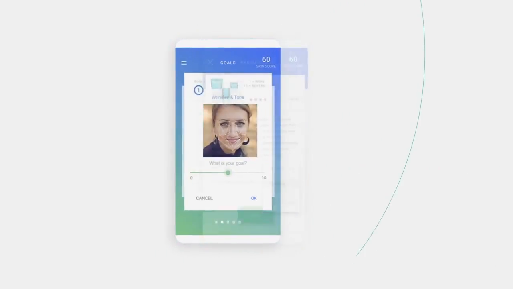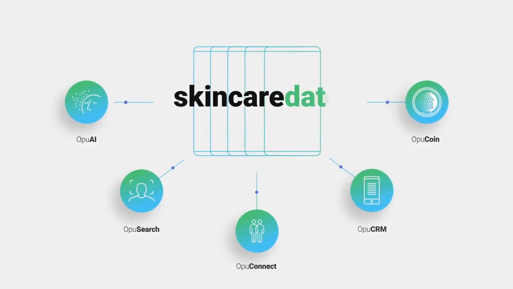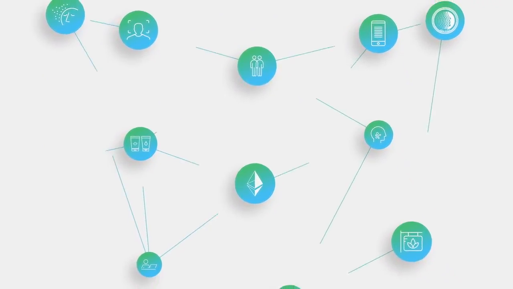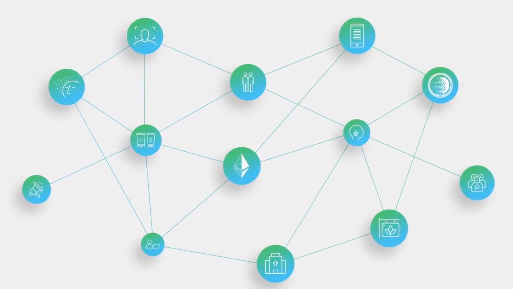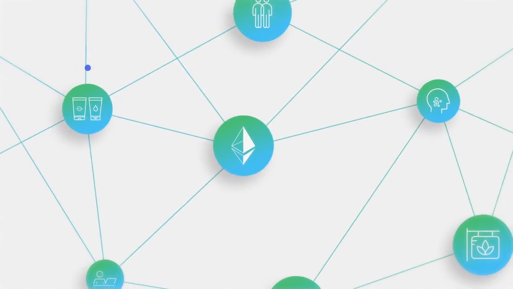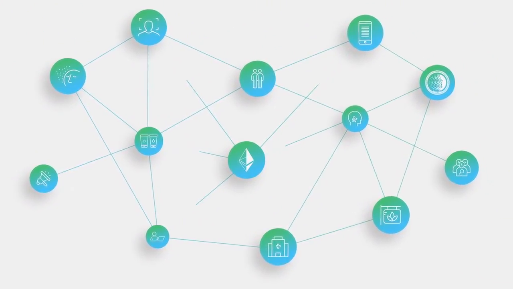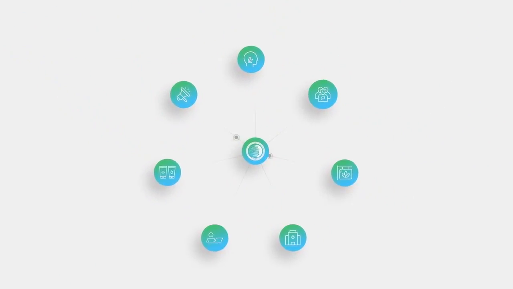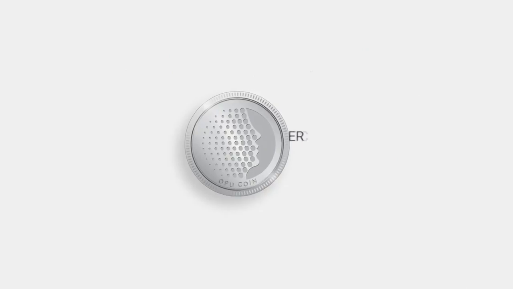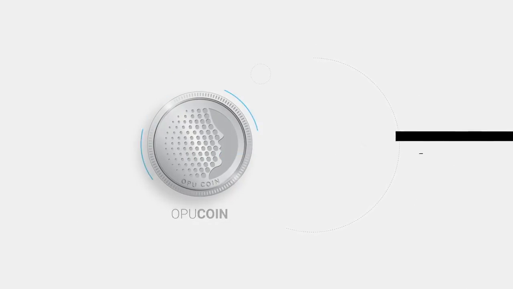We're developing a suite of dedicated digital platforms which will facilitate the exchange of skincare data, uniting the efforts of everyone involved via a value-driven ecosystem that we're building on the Ethereum blockchain. In this way, we can share all of the available information in a more efficient way and reward those who contribute skincare data and expertise with our own ERC-223 standard crypto token, the Opu coin.